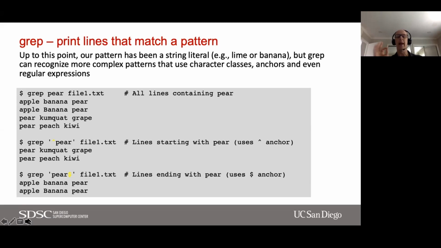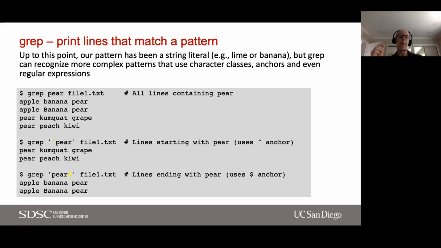So we can use something called anchors, which says that I'm looking for a match at the beginning or at the end of a line. So again, going back to our fruit example, if I do a grep pear in file1.txt, I'll see those 4 lines that have a match. Now let's say though, I only want to see the lines that start with pear. So in this case, I could use that caret character as an anchor. And now within single quotes, I have caret pear. This means I'm only looking for lines that begin with pear. In this case, we get our pear kumquat grape, our pear peach kiwi.